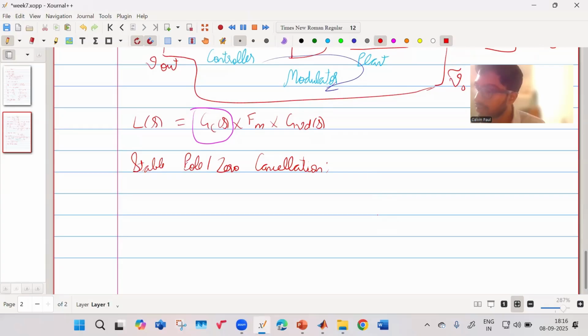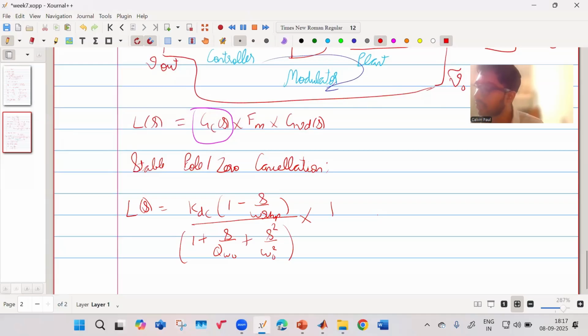So your L of S is GVD of S, that is your KDC into 1 minus S upon omega RHP upon 1 plus S upon Q omega naught plus S square upon omega naught square. Your FM actually is 1 upon Vm. Now we have to put the controller in. So controller, let us do something.